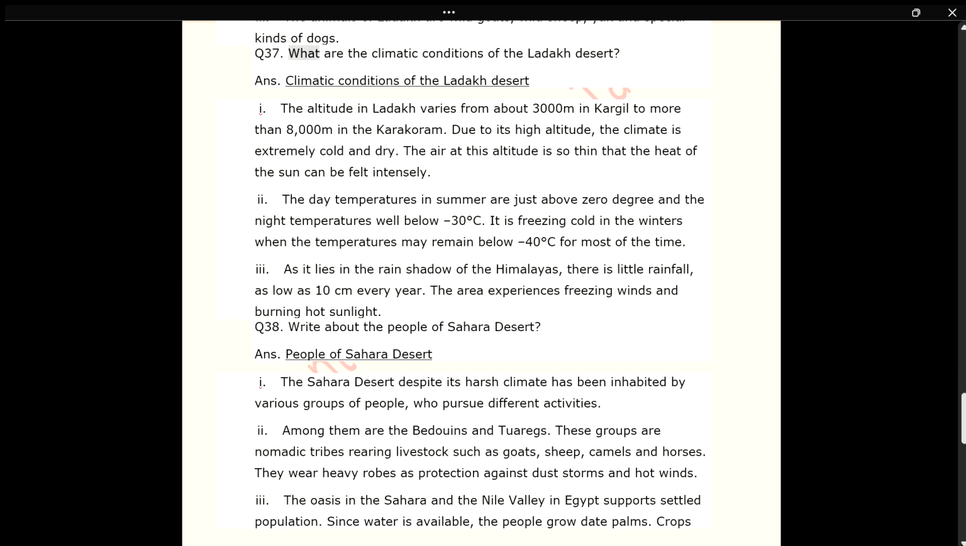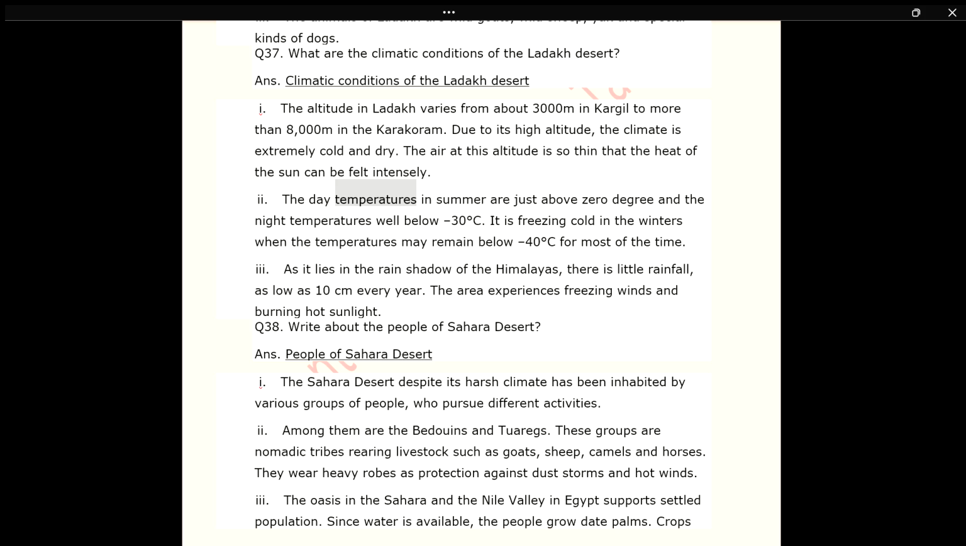Q37. What are the climatic conditions of the Ladakh Desert? Ans. Climatic conditions of the Ladakh Desert. 1. The altitude in Ladakh varies from about 3000 m in Kargil to more than 8000 m in the Karakoram. Due to its high altitude, the climate is extremely cold and dry. The air at this altitude is so thin that the heat of the sun can be felt intensely.